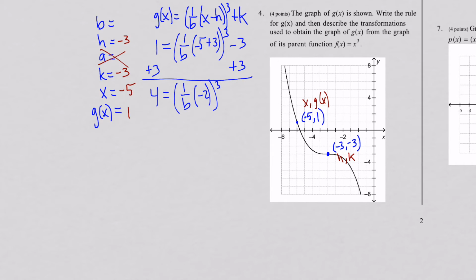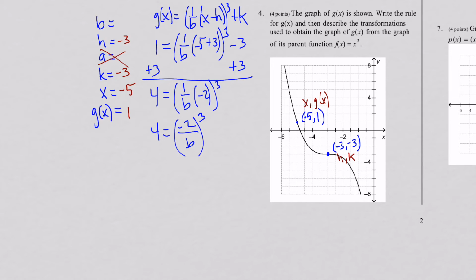What I'm going to do is still clean up inside these parentheses. Look at what I'm going to do, okay? I'm going to multiply 1 over B times negative 2 to make it a little bit easier and cleaner to see. So it's going to be 4 equals negative 2 over B cubed, like that.